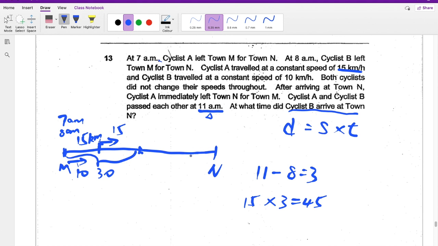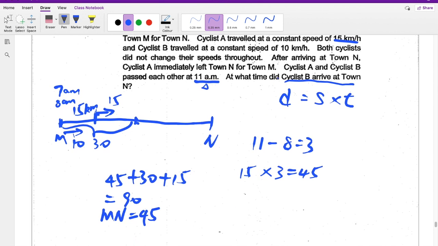Then we see that from M to N, the total, which is 45 to here, plus this one, 30, plus the 15 initially traveled, is 2 times MN. This one equals 90, right? So the MN distance is 45. He asked what time cyclist B arrived at town N. Well, we need to know the time he traveled from M to N. We use 45 divided by 10, so it's 4.5 hours.